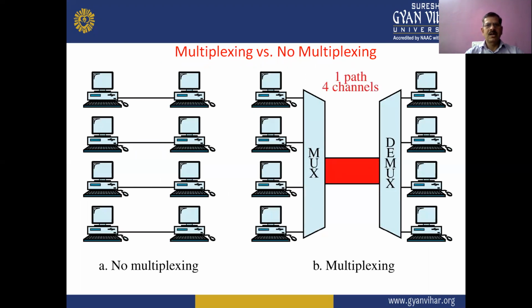So, multiplexing versus no multiplexing. Here is the no multiplexing and multiplexing diagram. In the no multiplexing diagram, there are different inputs connected to different output devices one by one. But in the multiplexing technique, many input signals or many input data are converted into one path or one channel, and next in demultiplexing this one path or one channel is converted again to the different outputs. So this is the difference between multiplexing and no multiplexing.